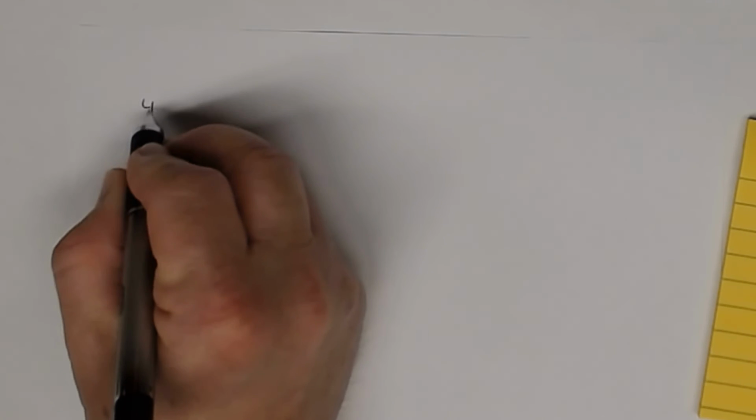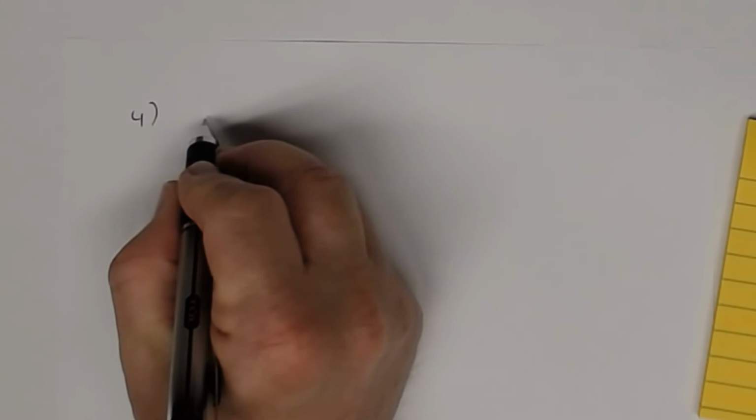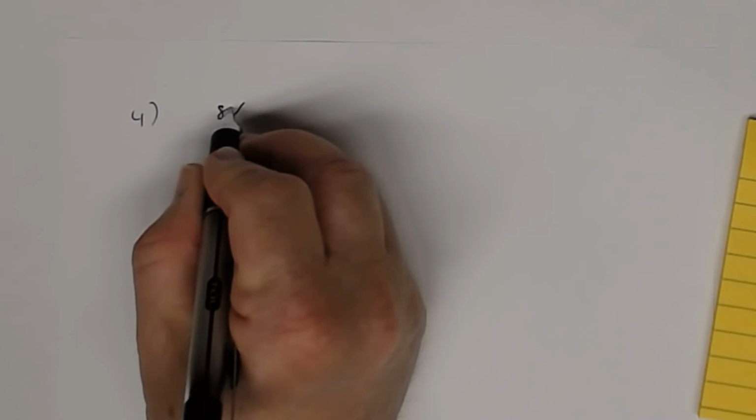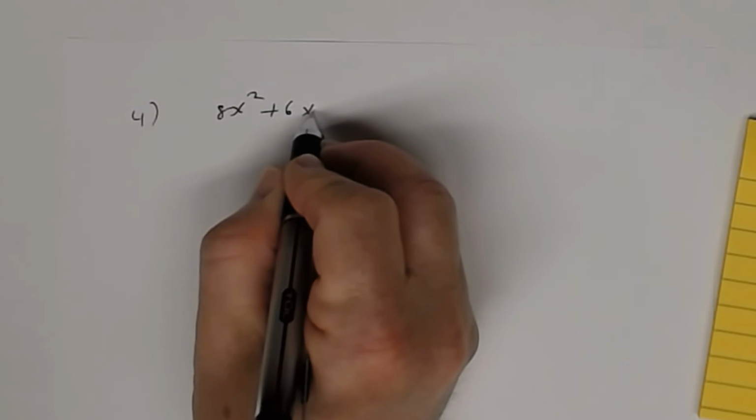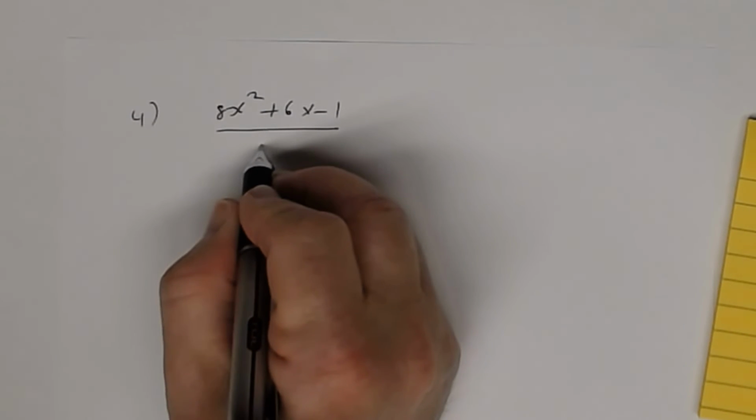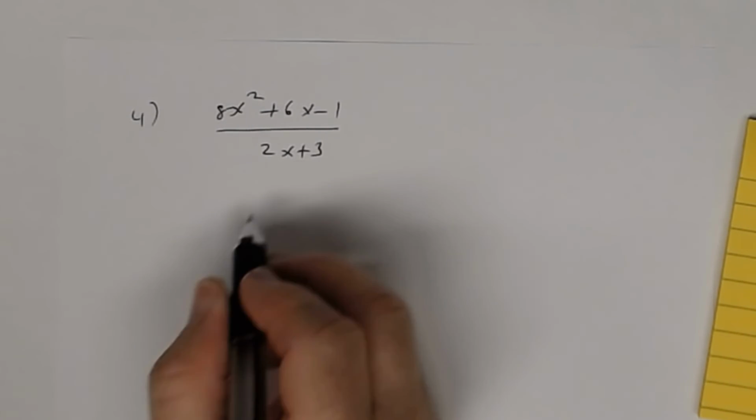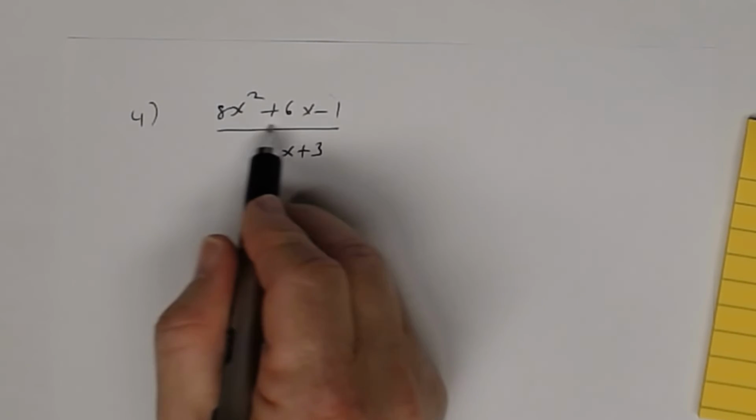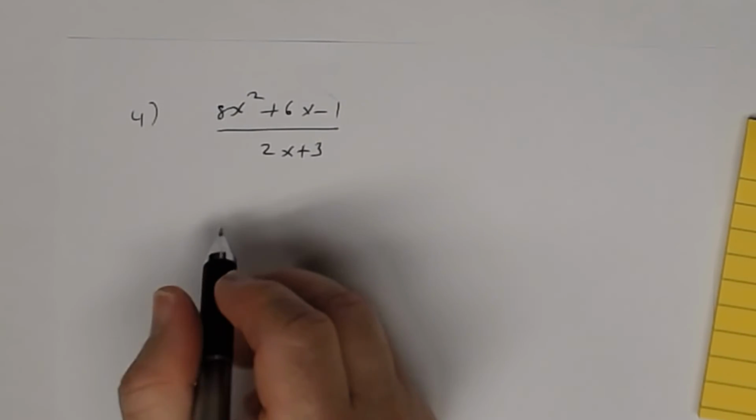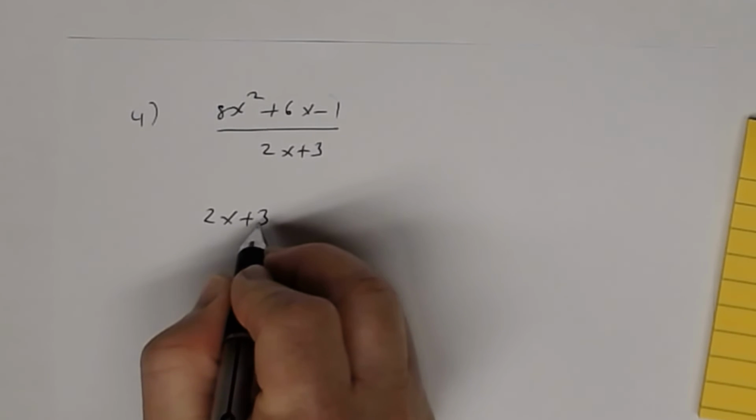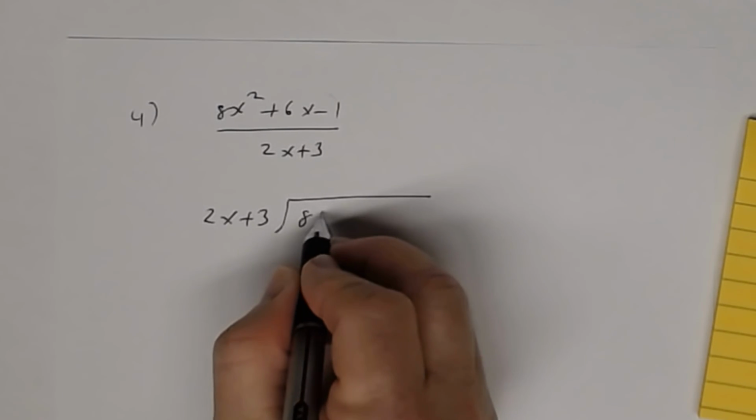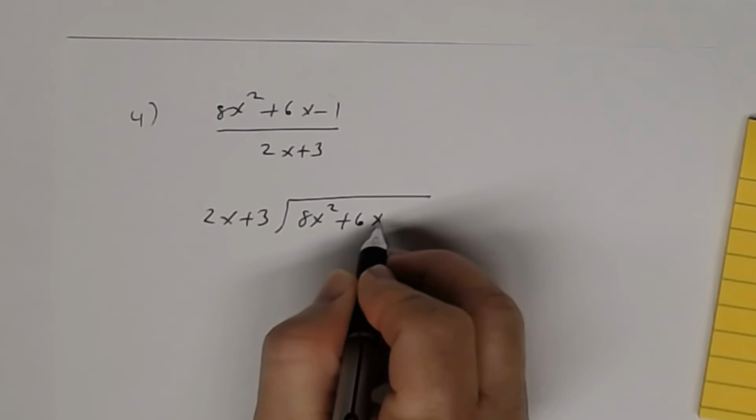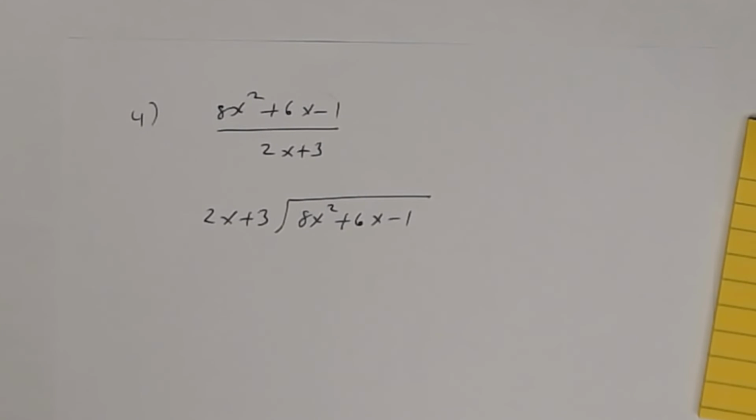All right, so let's do one more. This is going to be number 4. In number 4, we have 8x squared plus 6x minus 1 divided by 2x plus 3. So I'm going to write it like this. Remember, this is your dividend, this is your divisor. So I'm saying 2x plus 3 divided into 8x squared plus 6x minus 1. They're all in descending order.